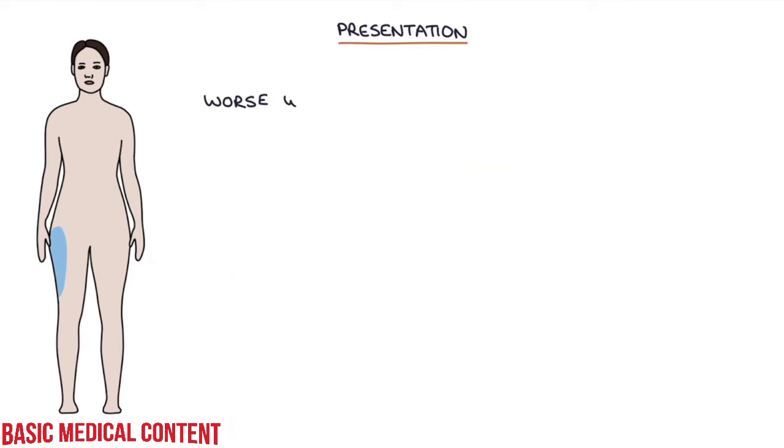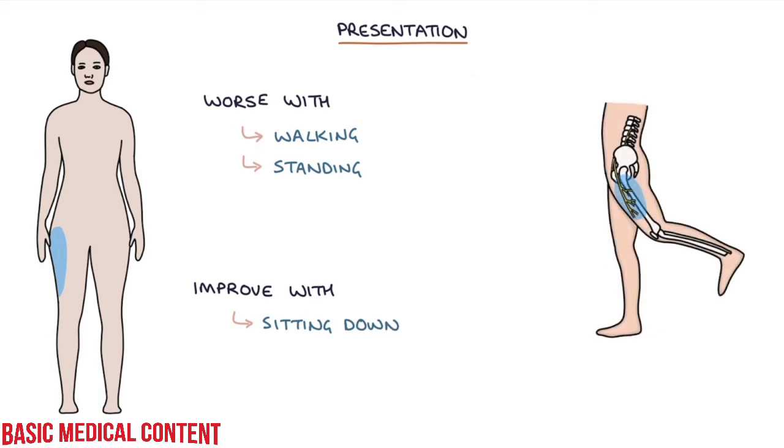And symptoms can be aggravated by walking or standing for a long duration, and they can improve with sitting down. Symptoms are often worse with extension of the hip on the affected side. And this movement of extending the hip can be used to reproduce the symptoms on examination to help support the diagnosis.